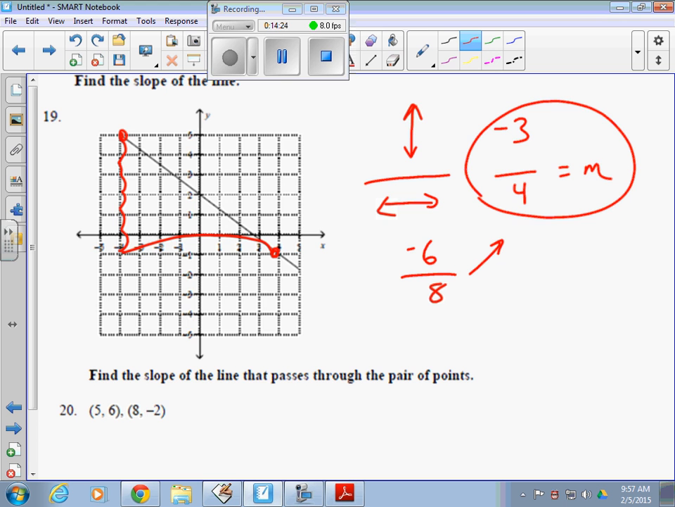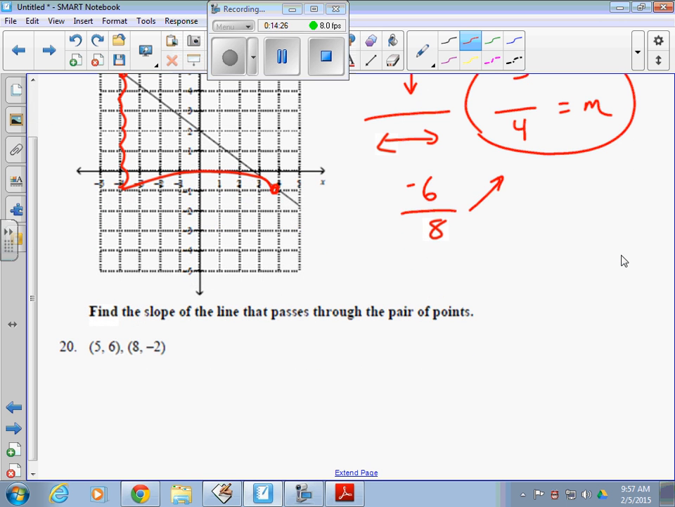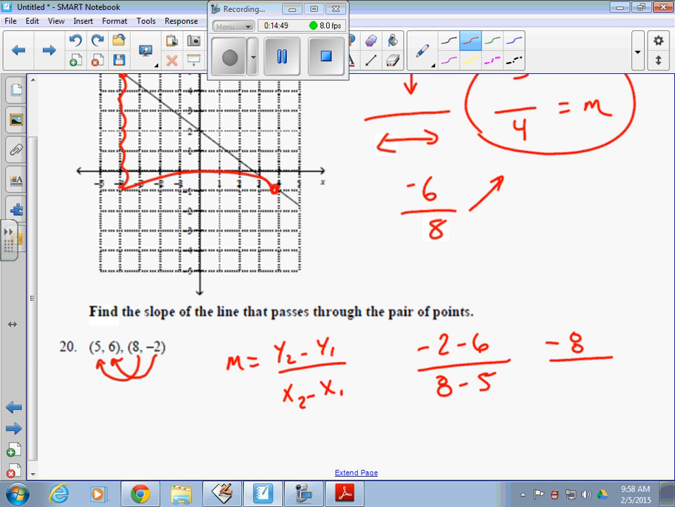Find the slope for number 20. You don't have a picture, you have 2 points. So you can use the slope formula, the change of y sub 2 minus y sub 1 over the change of x sub 2 minus x sub 1. You can label everything. Or you can say, well, this is y sub 2, -2 minus 6 over, this is x sub 2, 8 minus 5. -2 minus 6 is -8. 8 minus 5 is 3. There's no number that goes into both -8 and 3. Your slope is -8/3. Again, if there is a number that goes into both of them, simplify it.